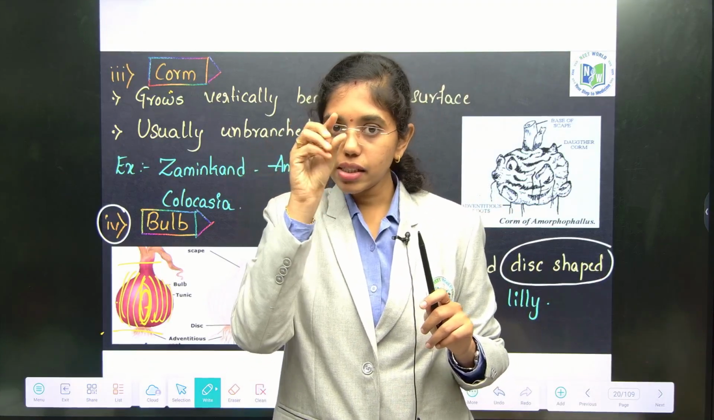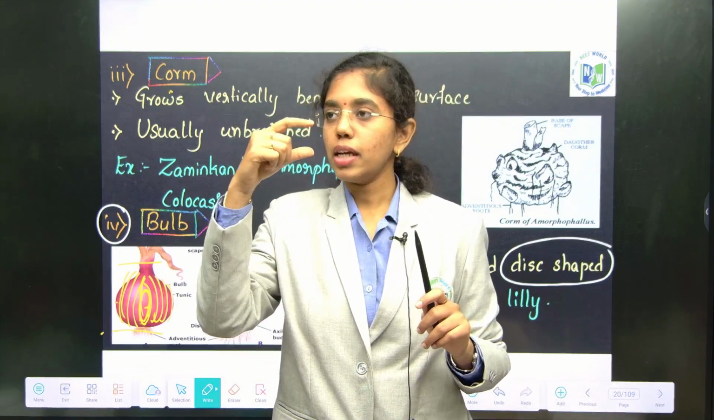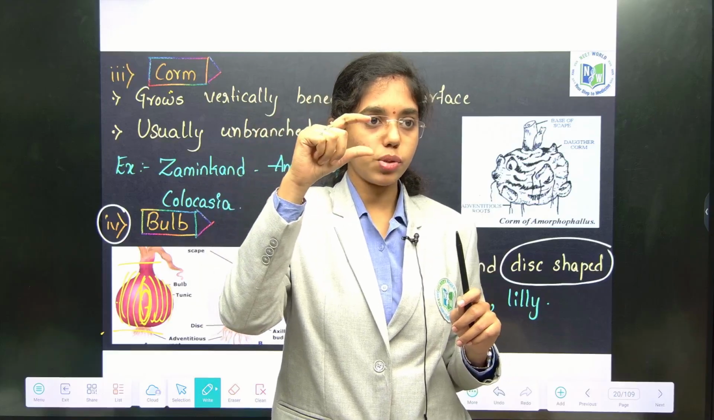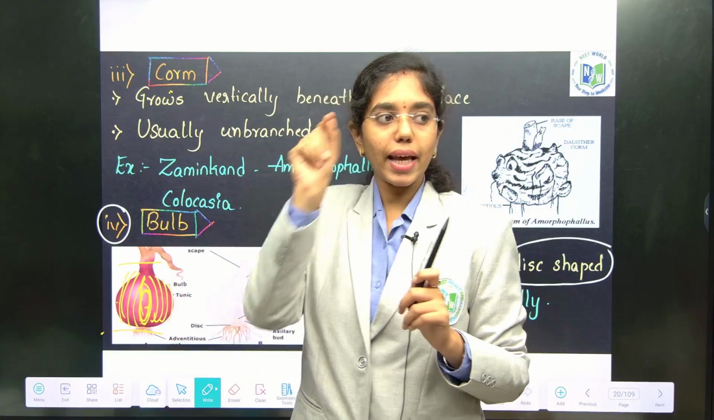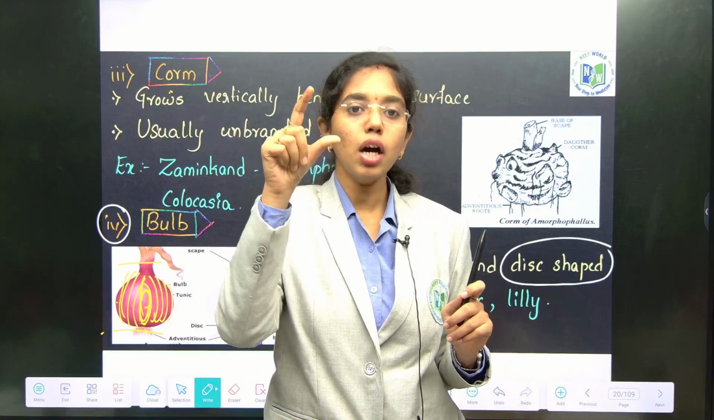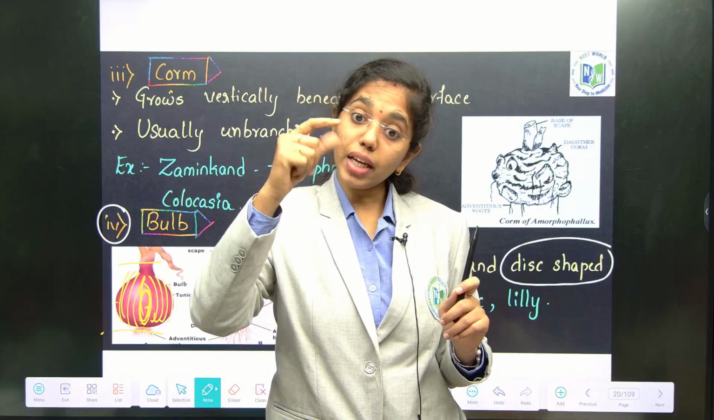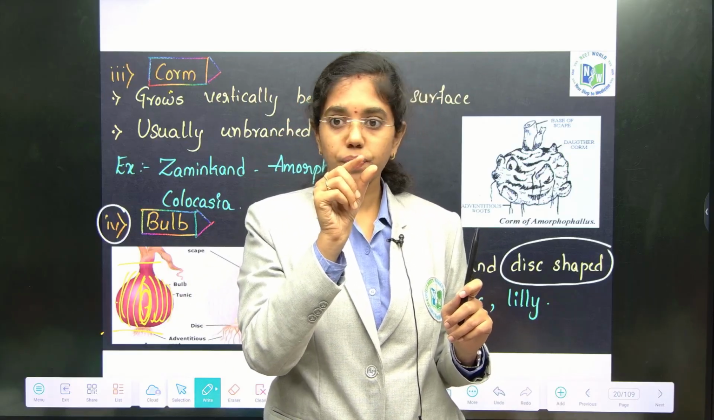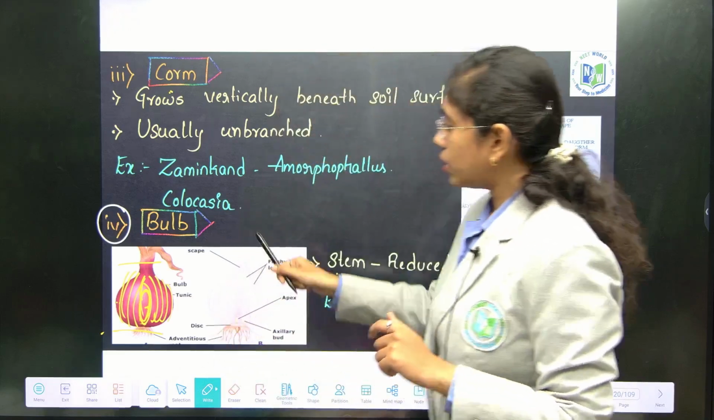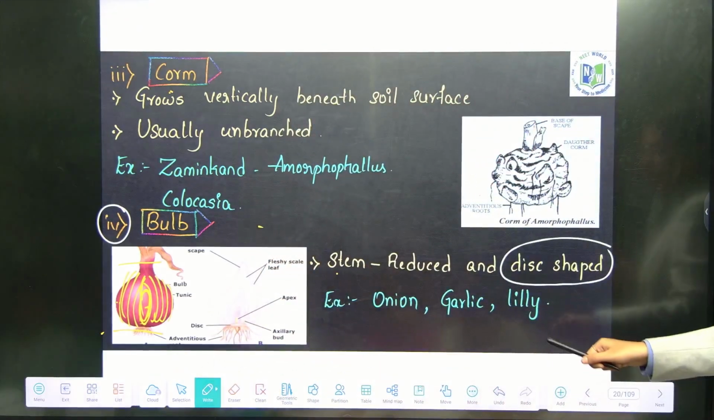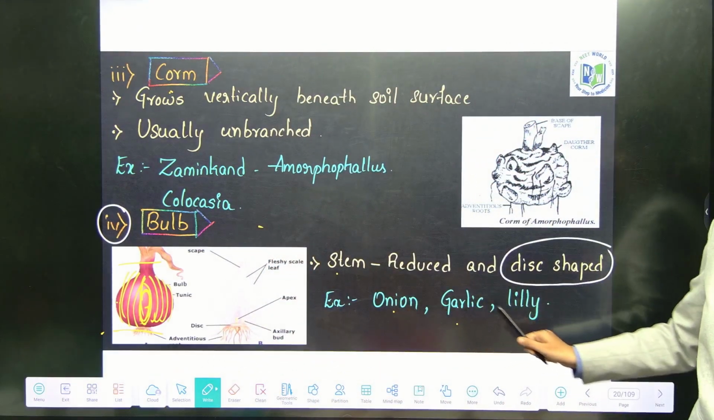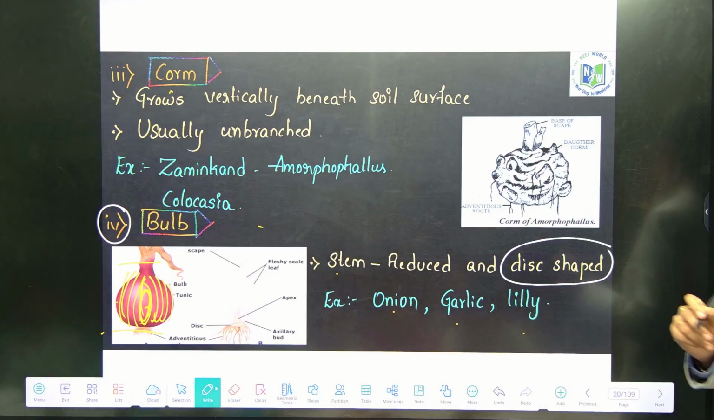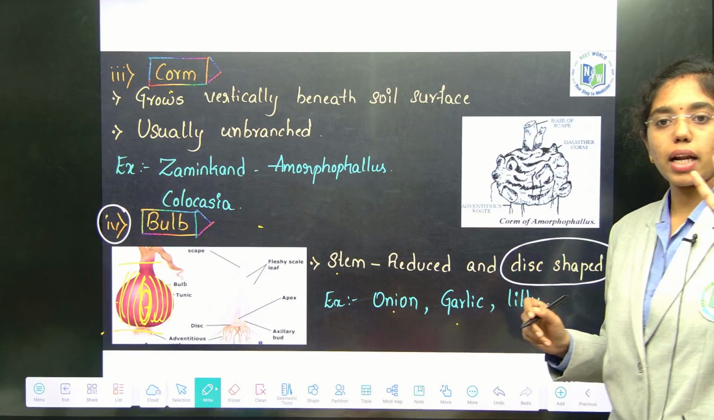Each stemlet of that is what? One tunic. Like that all tunics together it is a compound tunic. Every tunic will have a scaly leaf and fleshy leaves. Got it? So, this is what? Bulb. Example is onion, garlic, lily. So, all the four types of underground stems are clear to you.